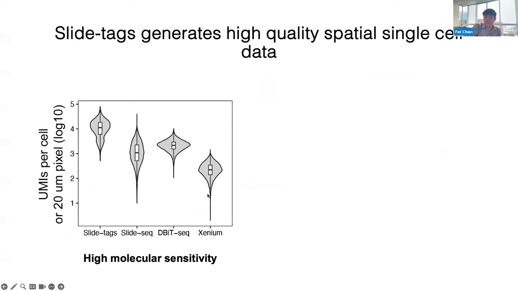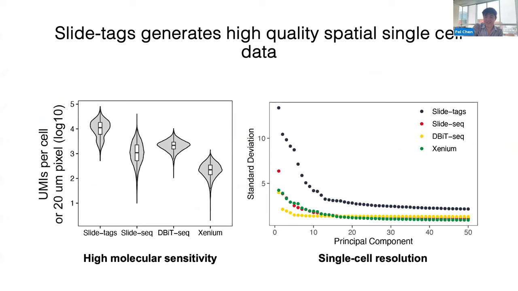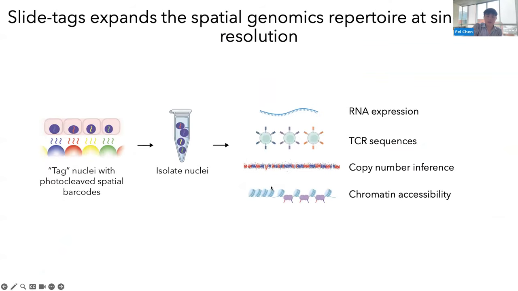And then, maybe for the interest of time, we'll skip this. This is just showing that single nucleus RNA-seq is quite high quality. It has high molecular sensitivity and it doesn't suffer from doublets. And so it has quite a lot of molecular information.